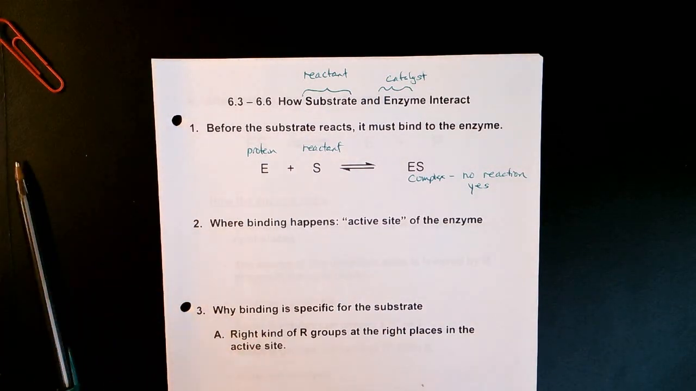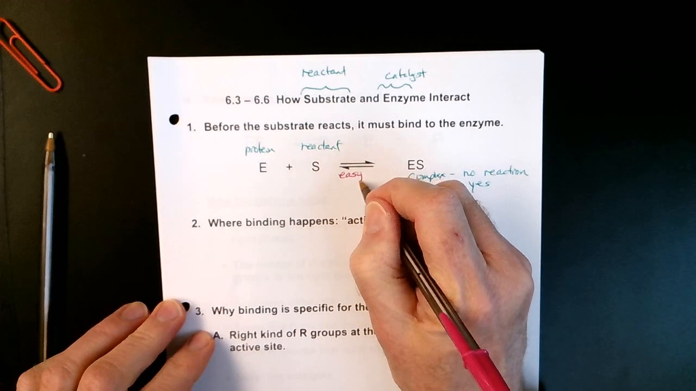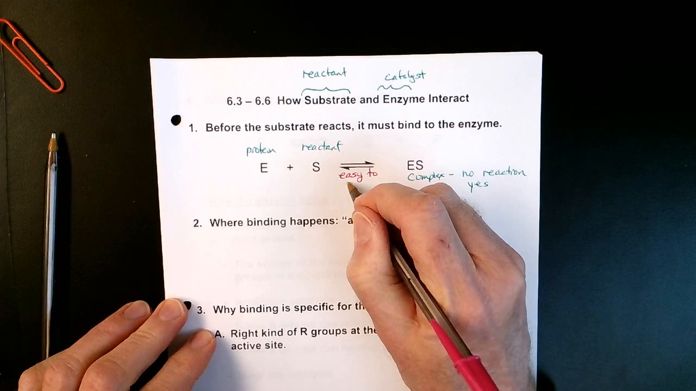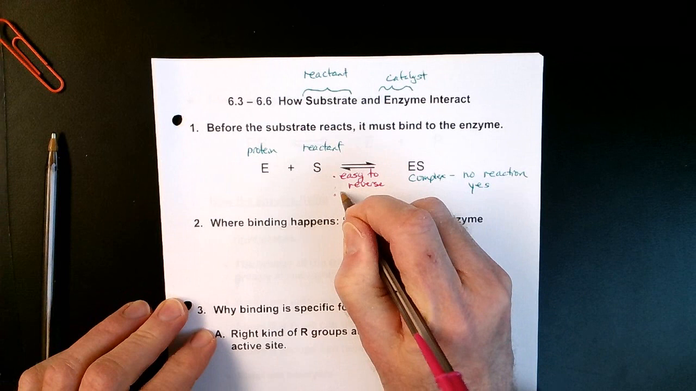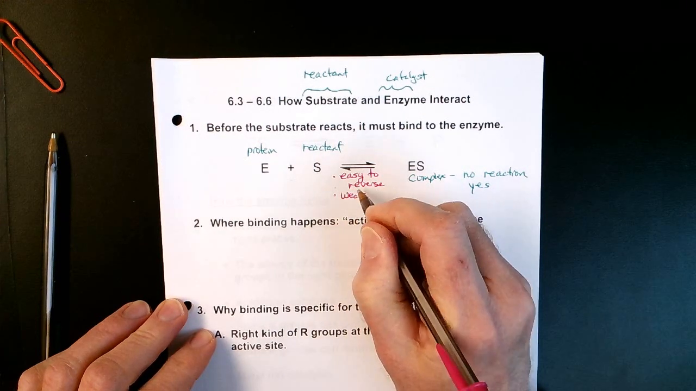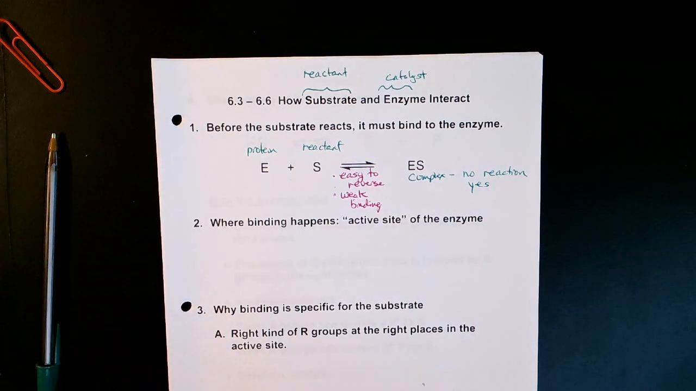And here's this double arrow drawn here, and it has a meaning, which means that this first step is really easy to reverse. The binding is extremely weak. No reaction yet. This is just the first step that's required.